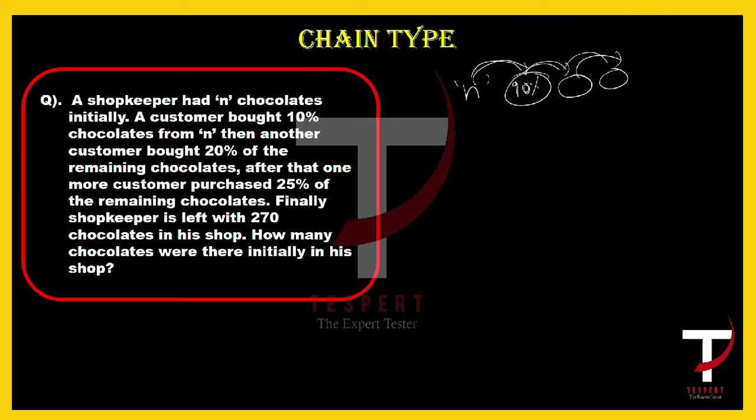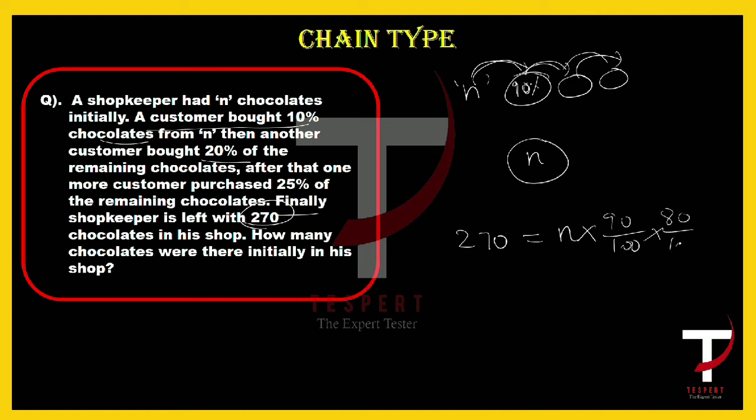So what is the approach here? Let us assume the initial number of chocolates to be n. The final number of chocolates is given, the final number is 270. So the final value is equal to the initial value into the remaining one. A customer bought 10% chocolates, so what is the remaining value? 100 minus 10, which is 90 by 100, into the second customer bought 20% of the remaining chocolates, so 100 minus 20, which is 80 by 100.